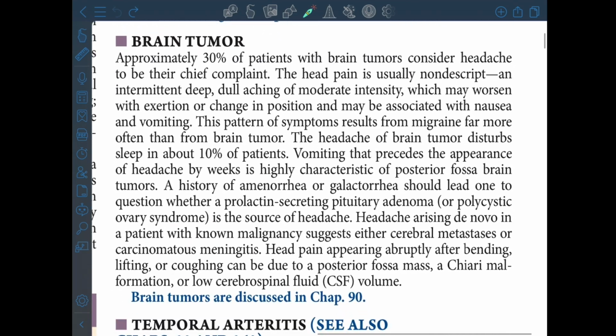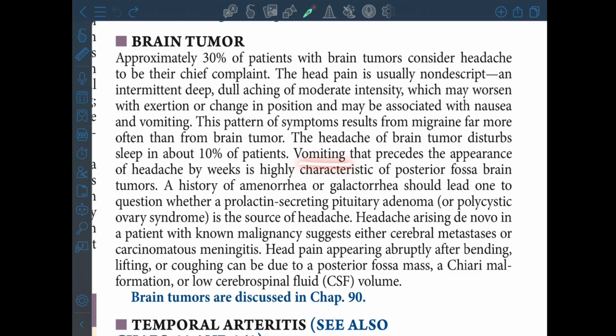Brain tumor. Approximately 30% of patients with brain tumors consider headache to be their chief complaint. The head pain is usually nondescript and intermittent, deep, dull aching of moderate intensity, which may worsen with exertion or change in position and may be associated with nausea and vomiting. This pattern of symptoms results from migraine far more often than from brain tumor. The headache of brain tumor disturbs sleep in about 10% of the patients.